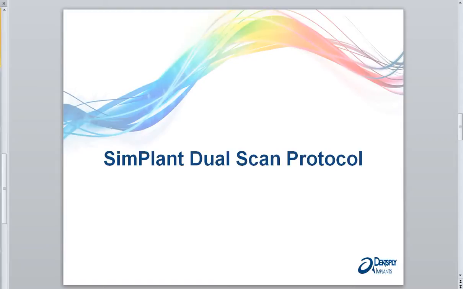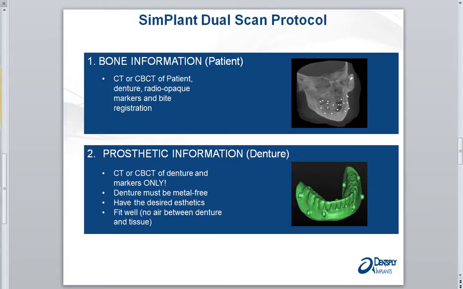So now let's take a look at the dual scan protocol, and let's dig deep into the details, and let's review a few pitfalls that we can try to avoid. So first off, we have two scans, as we mentioned before. One of the scans is the bone information. It's with the patient, the denture, the radio opaque markers, and a bite registration. The second scan is the prosthetic information, so only the prosthesis and the radio opaque markers.